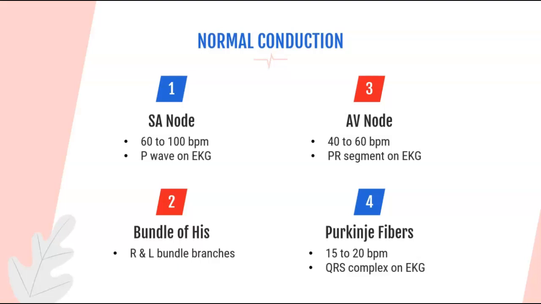If the AV node fails, the Purkinje fibers will take over as the pacemaker of the heart and will only send impulses at 15 to 20 beats per minute, which is also known as a complete heart block.